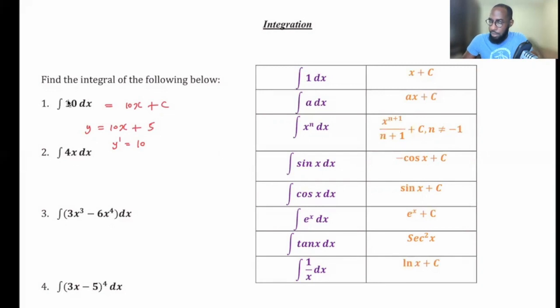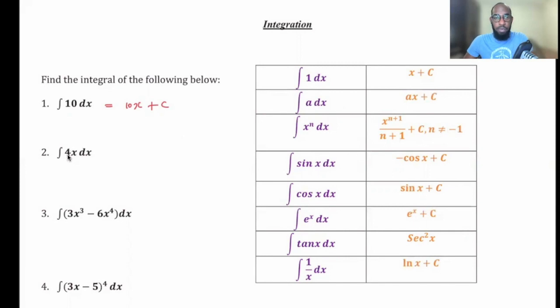All right, let me erase that there. Here we have find the integral of 4x dx. So let's look. Here we have the integral of x to the power n, right? There's the rule here: you add 1 to the power and then you divide by the same power, plus c. Plus c is important. You have to have plus c unless you have limits. That's for another video. This is where n is not equal to -1, all right?